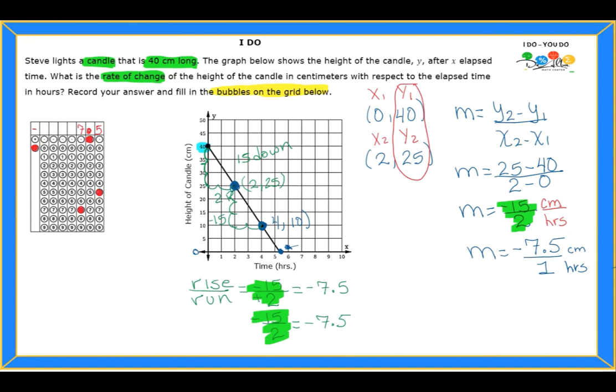So let's see. We're going to say the candle is burning, right? So when I say burning, that takes care of the negative sign, right? The candle is burning at a rate of 7.5 centimeters in what? In 1 hour. Okay, so hopefully that makes more sense when it comes to actually identifying what the meaning of the answer represents.